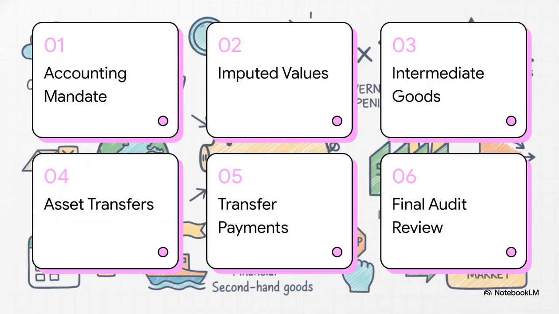So here is our audit agenda for today's session. First, the overarching accounting mandate. Next, Rule 1 on imputed values. Then, Rules 2 through 5, which detail our strict exclusions. And finally, a quick audit review to lock this all in for your board exams.